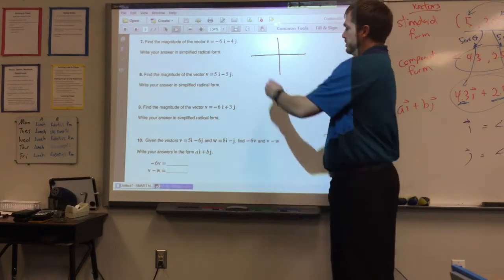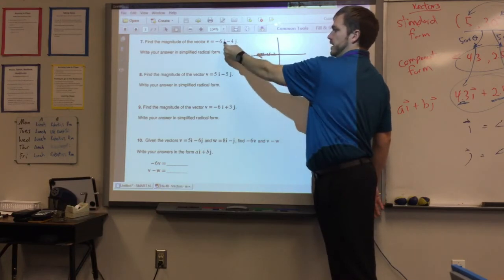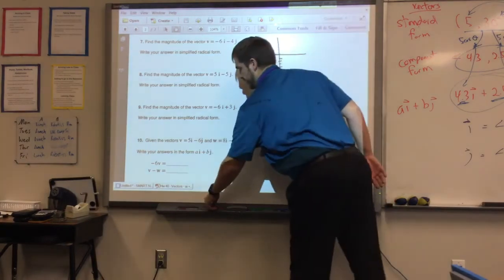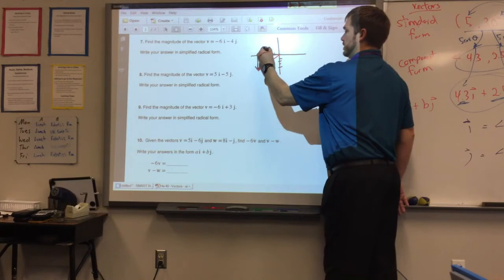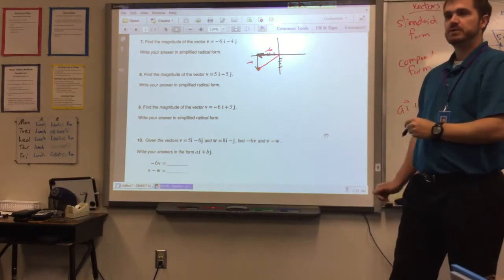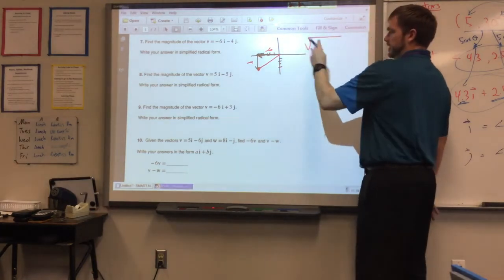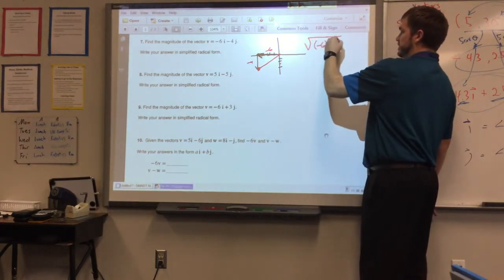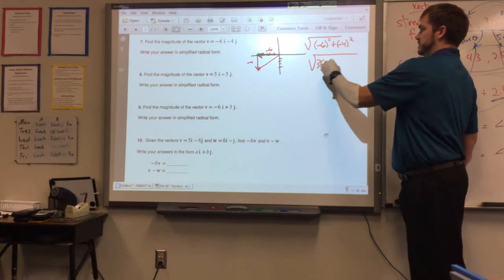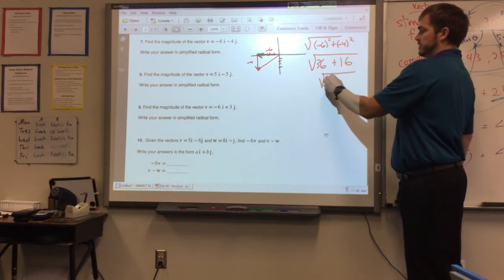This says negative 6i, which is negative 6 in the x direction. 1, 2, 3, 4, 5, 6. Negative 4j means 4 down. 1, 2, 3, 4. How would I find the magnitude? Pythagorean theorem. So the square root of the sum of the squares. So -6 squared plus -4 squared. So that's going to be 36 plus 16. So square root of 52.